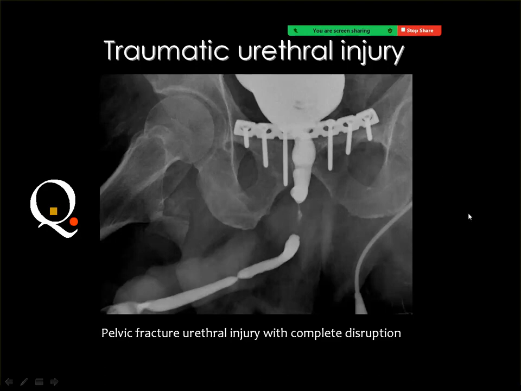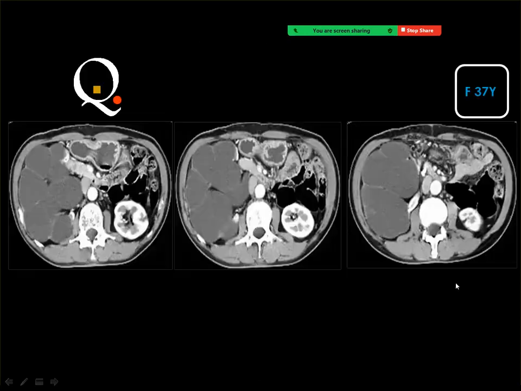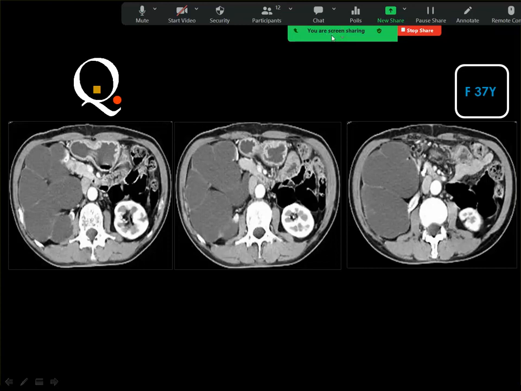The trauma may result in urethral rupture or urethral stricture, and the urethral stricture can be single and can be multiple sometimes. This is a female patient, 37 years old, and you can see here that the right kidney is markedly hydronephrotic. And in these films, you can see the cause.